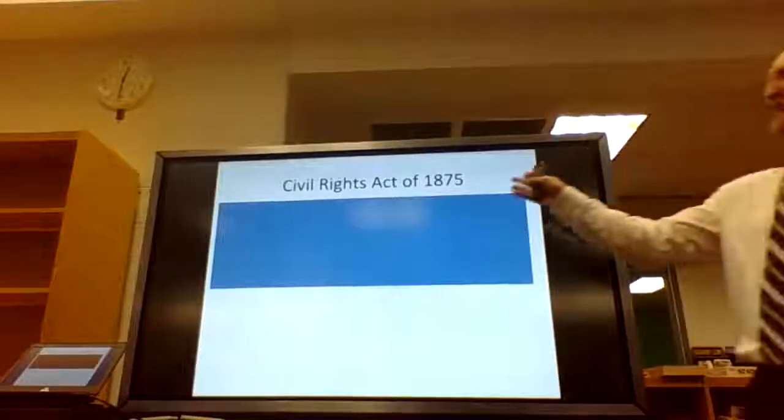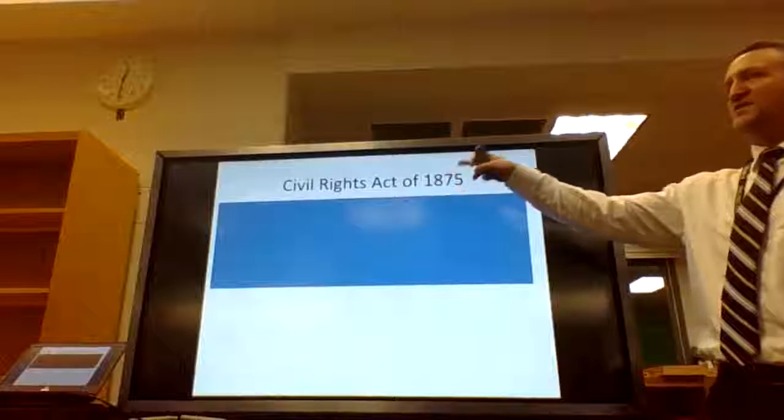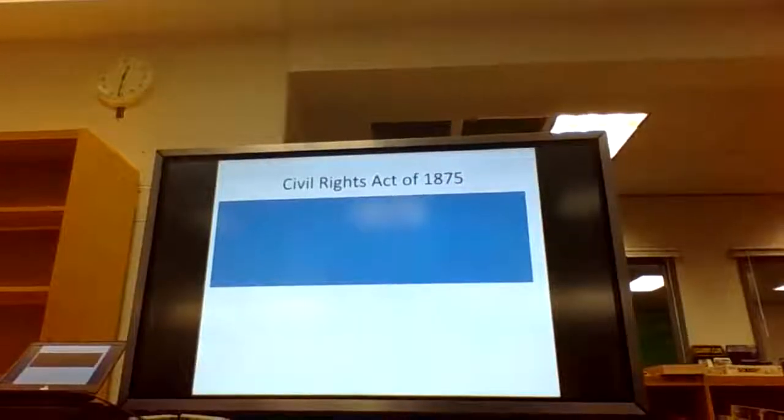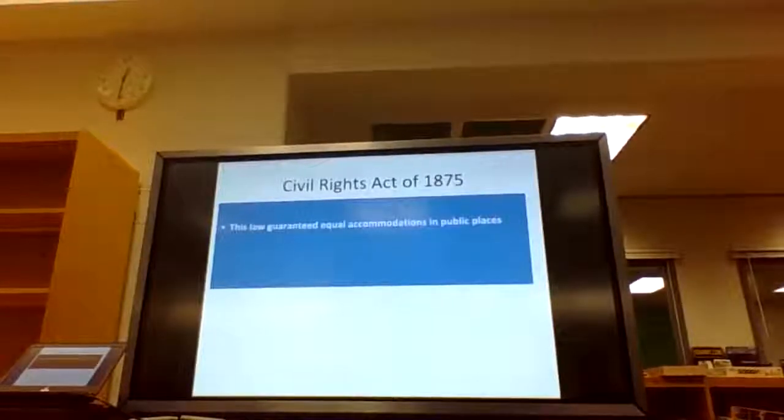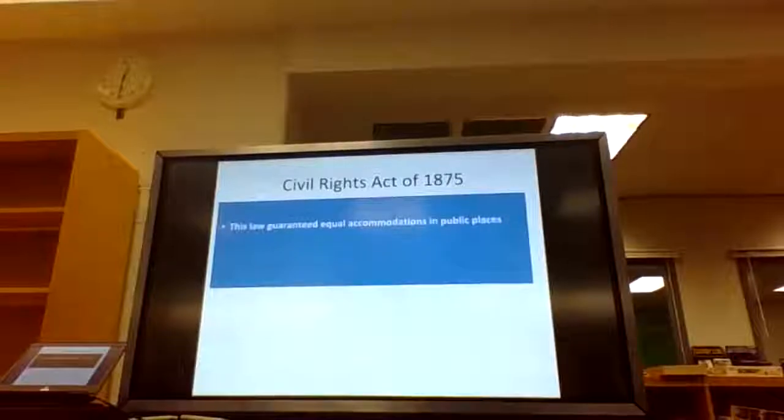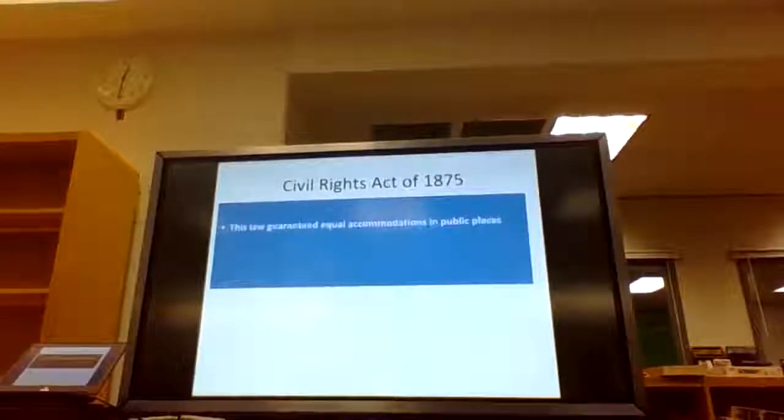Reconstruction ends in 1877, so technically this law was still within the time period known as Reconstruction. It's called the Civil Rights Act of 1875. It was an attempt to say to Southern states creating black spaces and white spaces, no, you can't do that. It violates this law. You must have equal accommodations in public places, public schools, public restrooms, public parks. You can't have one spot for blacks and one spot for whites.